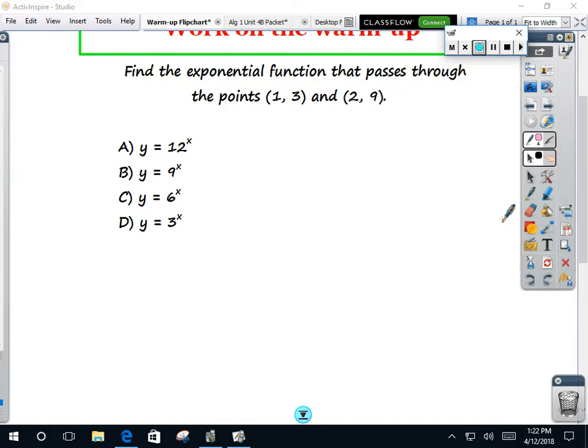Find the exponential function that passes through the points (1, 3) and (2, 9). They give you 4 functions. There are several ways to figure out a problem like this. When I first looked at this warm-up today, because I don't make these up, I get them off USA Test Prep. We've been working on sequences.